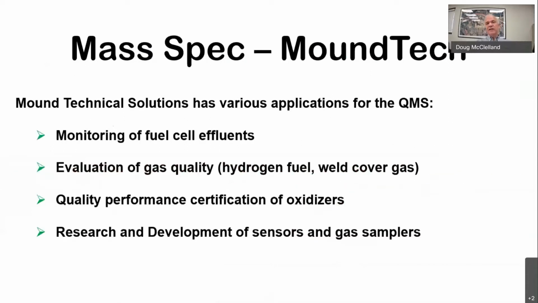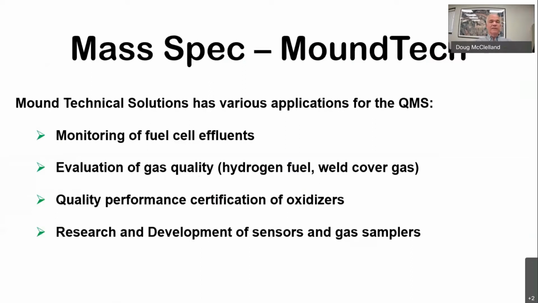In the private sector, at our company, Mound Technical Solutions, we use it for a variety of things on a routine basis. We use it for monitoring of fuel cell effluents, which we'll discuss, and the evaluation of gas quality. Hydrogen fuel that goes into fuel cells must be very pure. We've used it to identify impurities and quality of electrolysis produced hydrogen, and impurities in other feed gases, such as weld cover gases and so on.